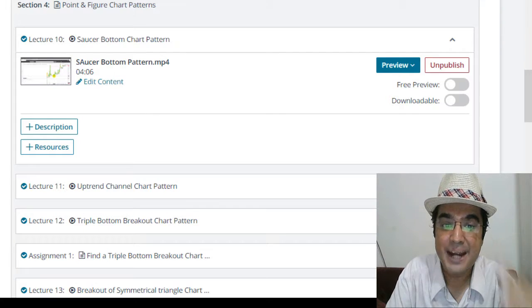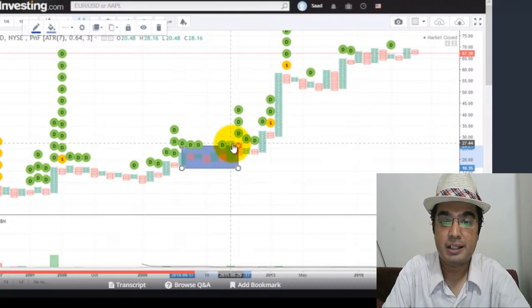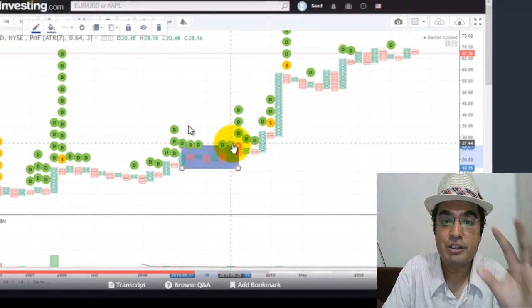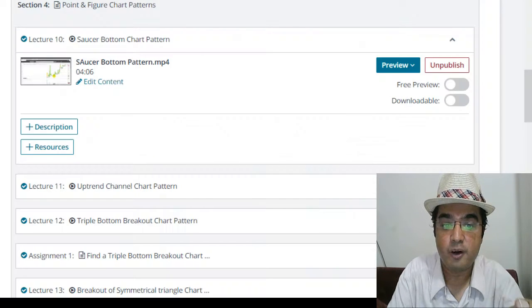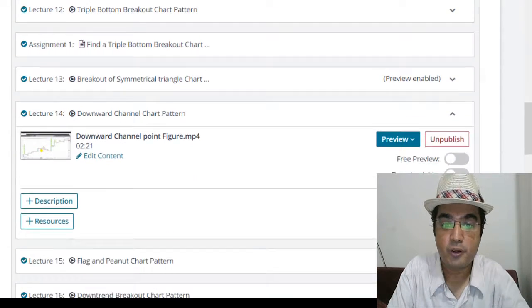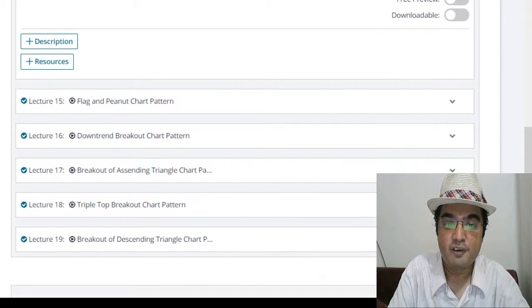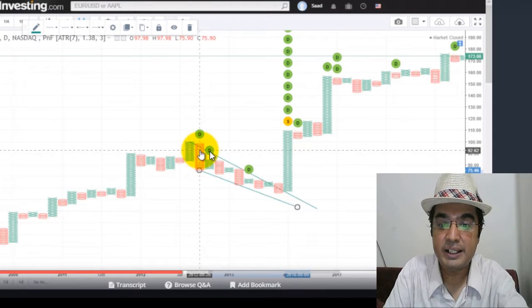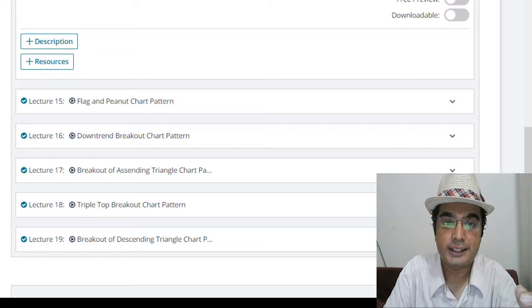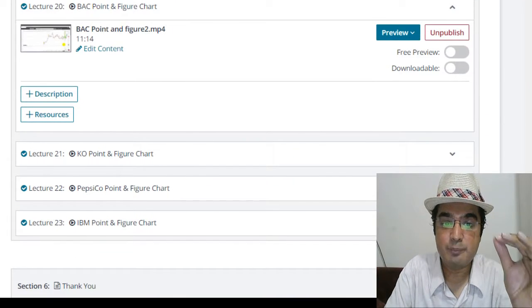Then we will move to patterns, saucer bottom patterns. I'll be explaining on charts how a saucer bottom pattern is formed. There are different patterns: triple bottom pattern, downward channel pattern, flag and peanut pattern. I'll be explaining them all through charts so that you understand them completely.